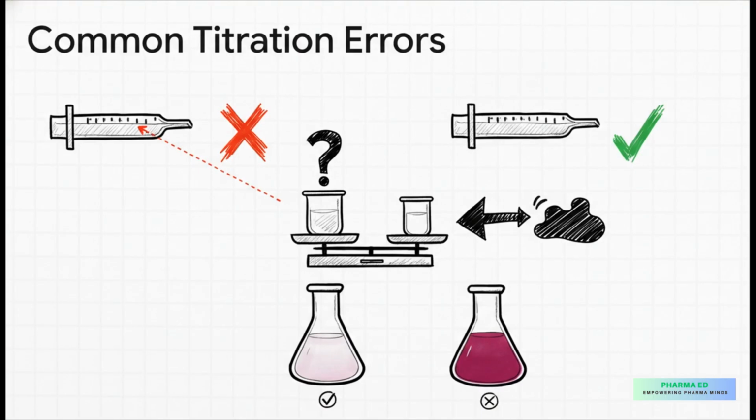First, parallax error. This happens when you read the burette from an angle instead of straight on. To fix this, always bring your eyes to the same level as the meniscus. Second, improper standardization. If the concentration of your titrant is wrong, all your results will be wrong. So be meticulous when you prepare your standard solutions.